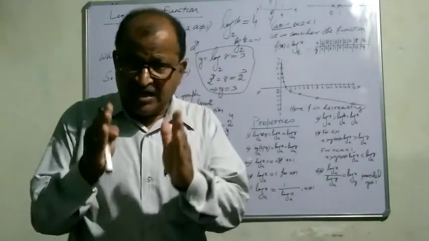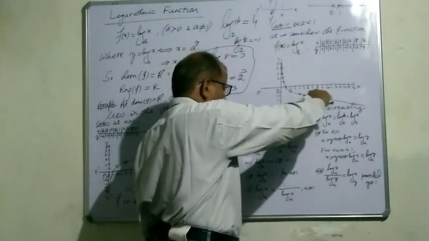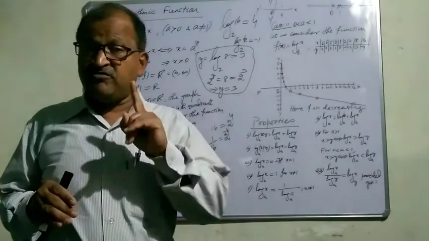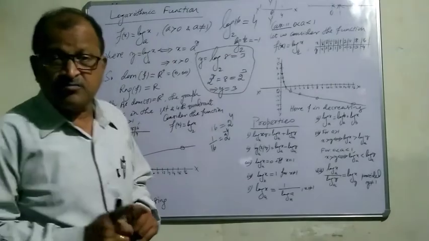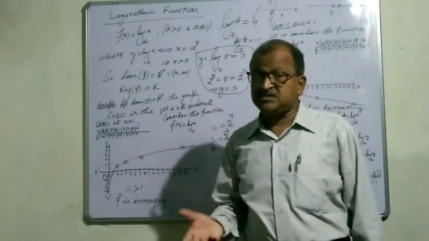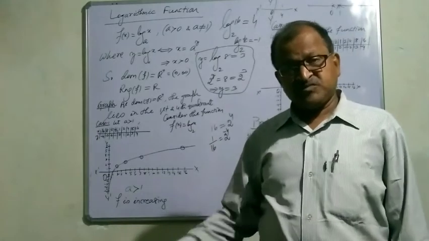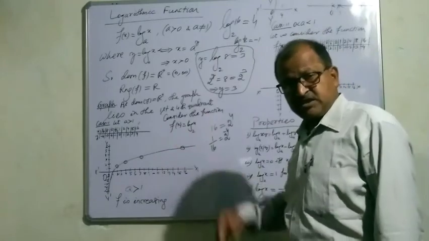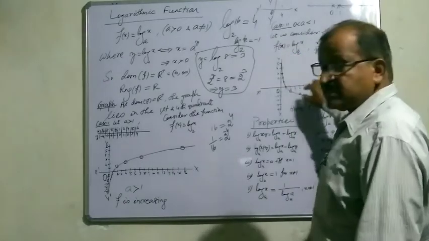So when a lies between 0 and 1, the graph of the function will look almost like this. That means it is a decreasing function if you take your base greater than 0 but less than 1. The logarithm function is the same, but if you change the base, then the nature of the graph changes. If you take a greater than 1, the function is increasing. If you take a greater than 0 but less than 1, the graph is decreasing.